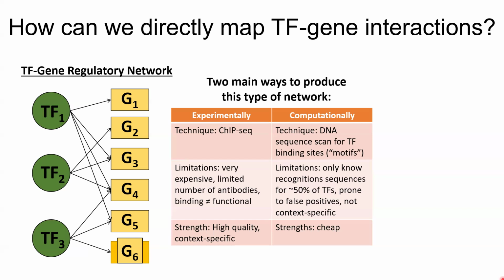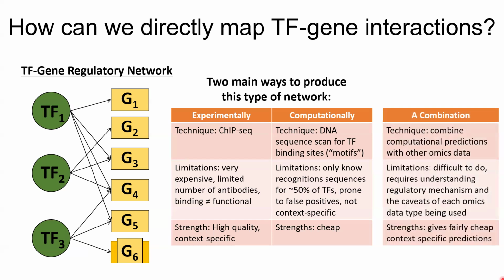For example, we only know the recognition sequences for about 50% of transcription factors. So it's very prone to false positives. And more importantly, it's not context specific. Every single cell in our body has the exact same DNA sequence. But as we all know, the biological processes in the heart are not the same as the lung, are not the same as the liver. However, this is a very cheap approach.